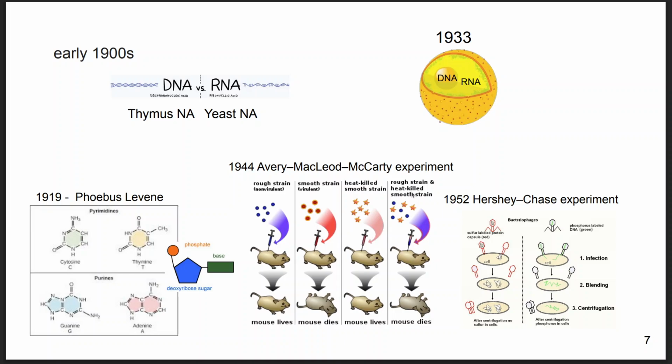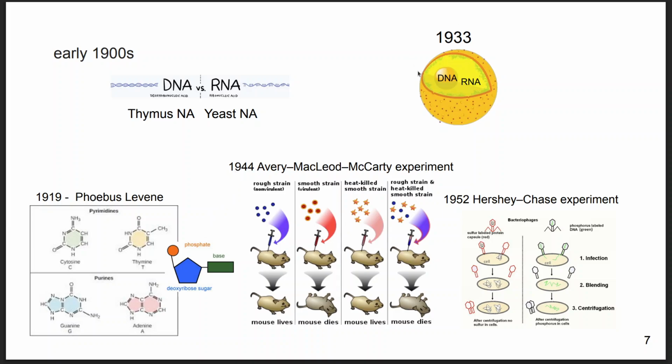Then in 1919, Phoebus Levene hypothesized the content of the nucleic acids. He stated that they are supposed to consist of four monomers: cytosine and thymine, which are pyrimidines, the 6-member rings, and purines, guanine and adenine. And the structure of a single nucleotide looks like this. So we have a base, we have deoxyribose sugar in the case of DNA, or ribose sugar in the case of RNA, and a phosphate. And now we know that this is true, so this is the true composition of nucleic acids.